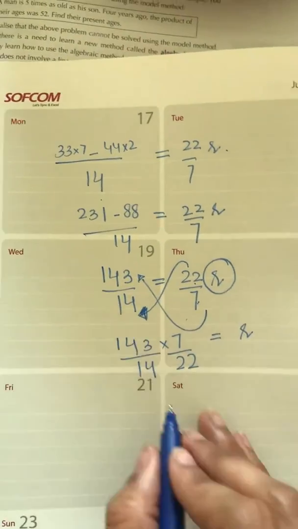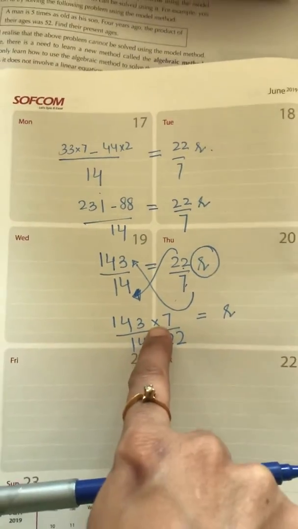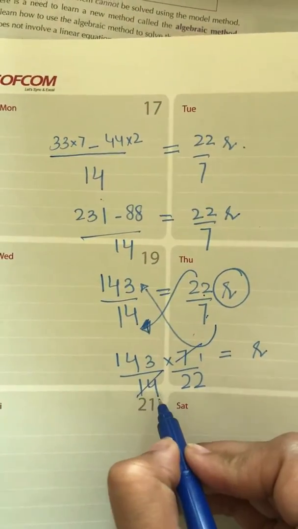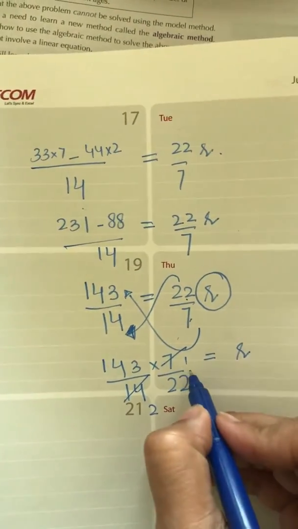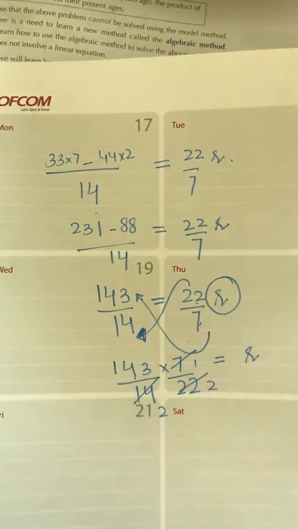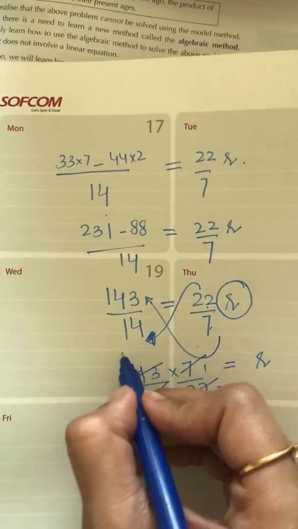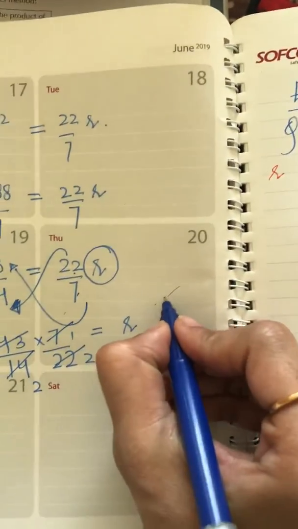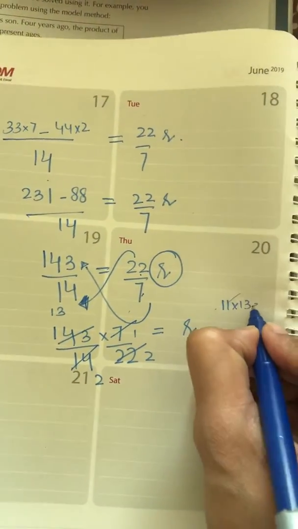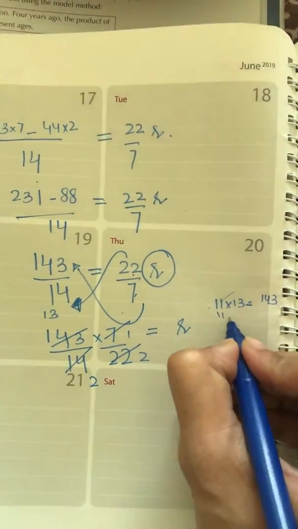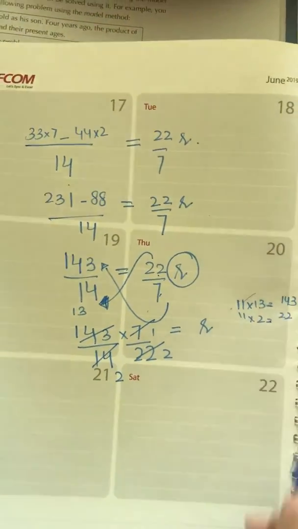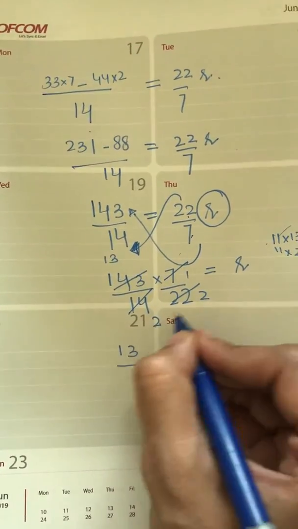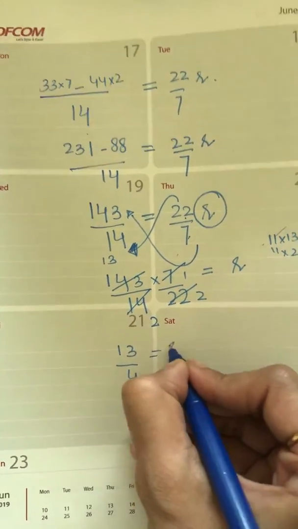Now we are going to simply cancel because we have fractions and we have an operator in between, which is multiplication. So we are going to do the cancellation. 7 ones are 7, 7 twos are 14, 11 twos are 22 and 11 13s are 143. This is how I have done the cancellation. Now what is left? 13 divided by 2 2s is 4 in the denominator, and that's equal to r.